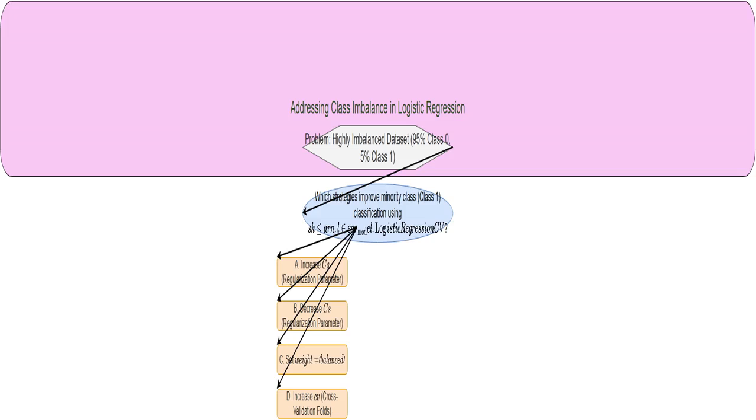I'm tackling a common machine learning problem, class imbalance. That means one class in my dataset has way more examples than another. In this case, LogisticRegressionCV is my chosen algorithm, but because of this imbalance, I'm looking at ways to make sure the model doesn't ignore the minority class. We'll explore strategies to improve the model's ability to correctly identify the underrepresented group.